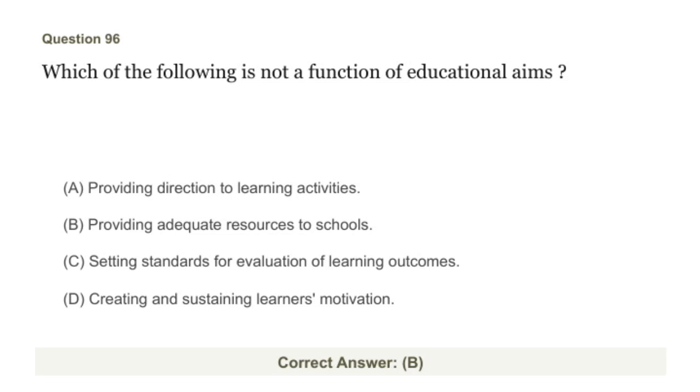All right, let's look at this question about educational aims. The question asks, which of the following is not a function of educational aims? Now, the options are provided, and the correct answer is marked as B. So, let's break down what this means. Option A is providing direction to learning activities. This is definitely a core function of educational aims because they help guide what we want students to achieve.